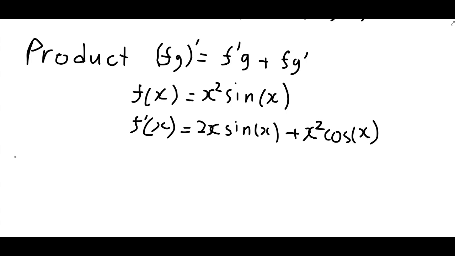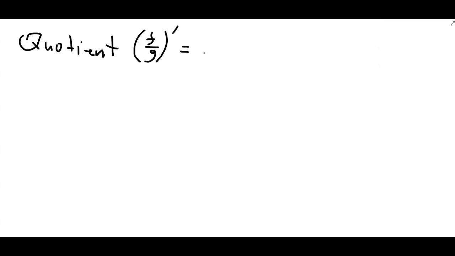Okay. And moving on to quotient rule, let's say you're given a function f over g, and you want to find the derivative. So all you got to do is on the denominator, you square the g, so the second function, and then all you got to do is f prime of g minus f times g prime.